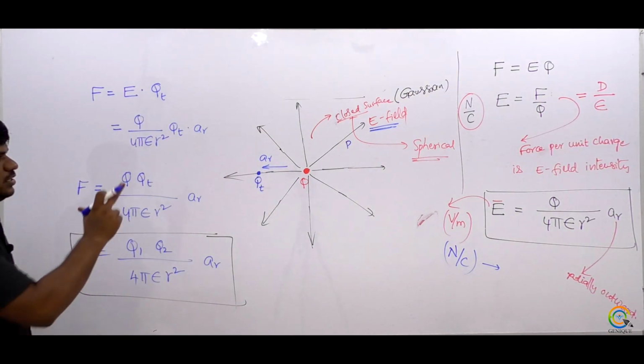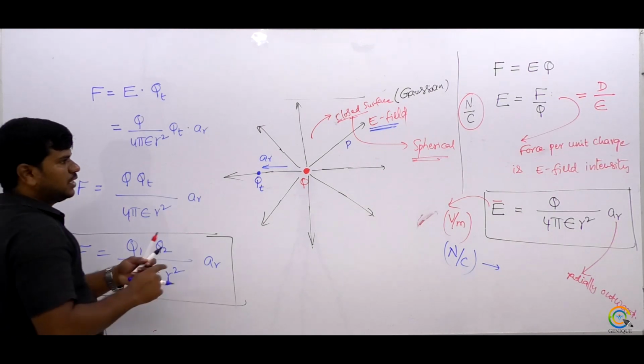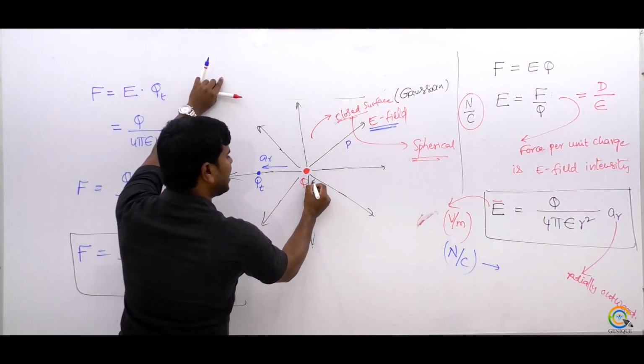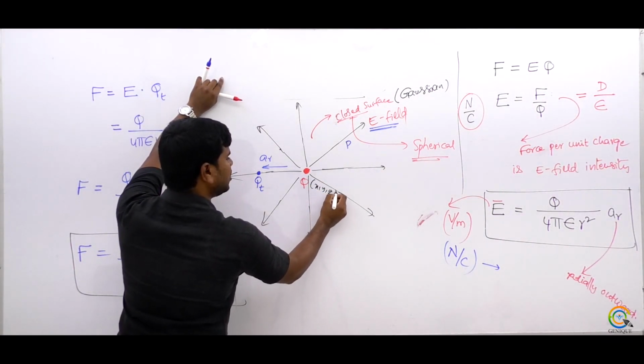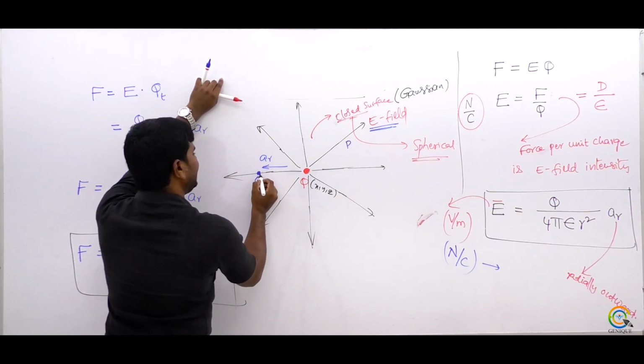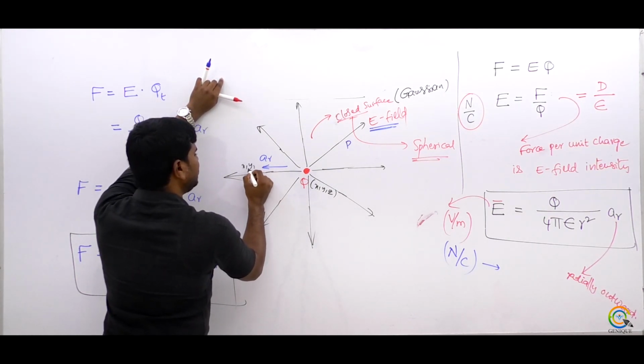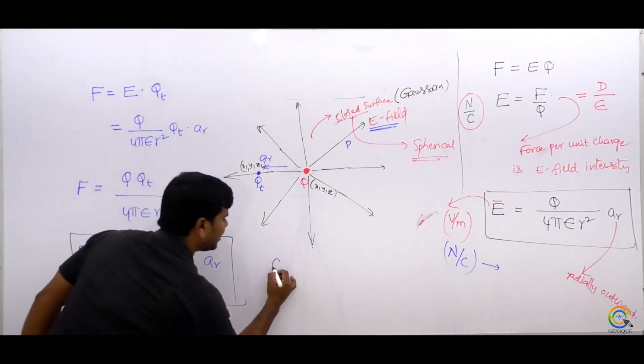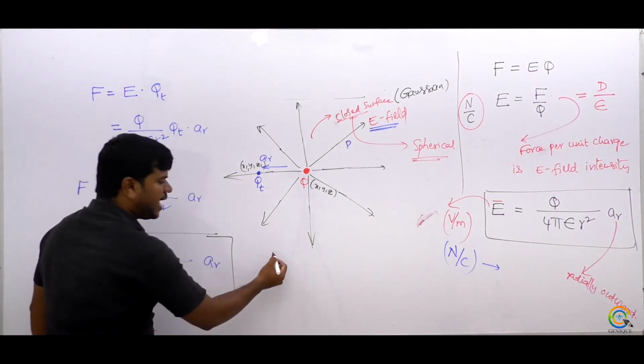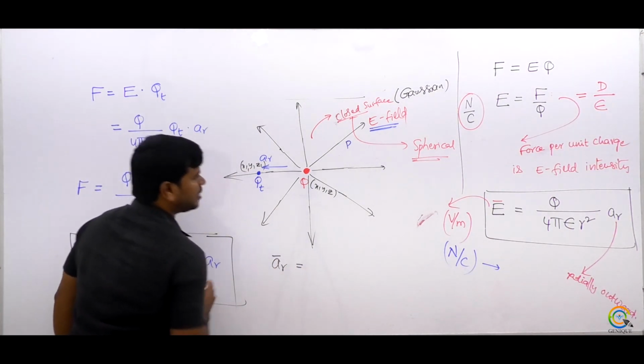Okay? This is AR direction. Suppose the coordinates of this point are given as X, Y, Z. The coordinates of this point are X1, Y1, Z1. Now how can AR be written? AR is a unit vector, right? So it can be written as what?